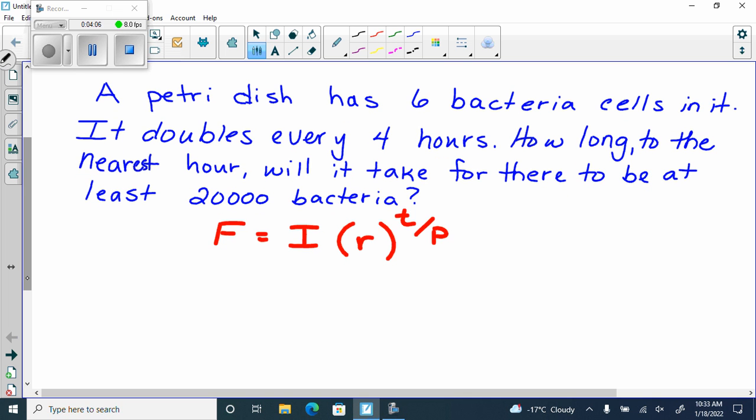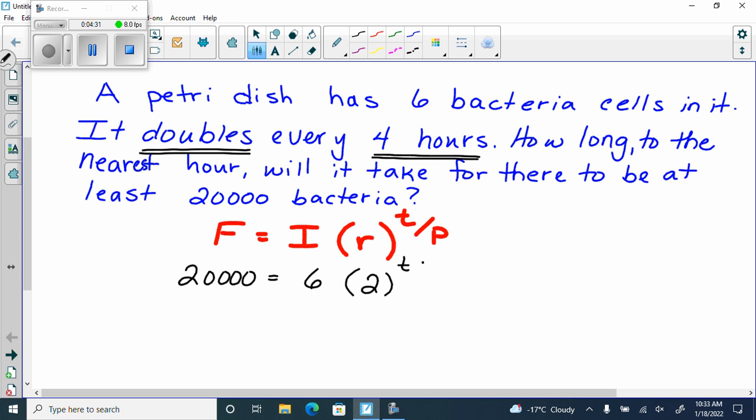So what is our final? 20,000. What's our initial? 6. What's our rate? 2, because it doubles. If it tripled, it would be 3. If it halves, it would be 0.5 or a half. Then it says it doubles every 4 hours. So is that the time to reach final or the period? Period. Because it doubles every 4, every 4, every 4. So that makes us find t.